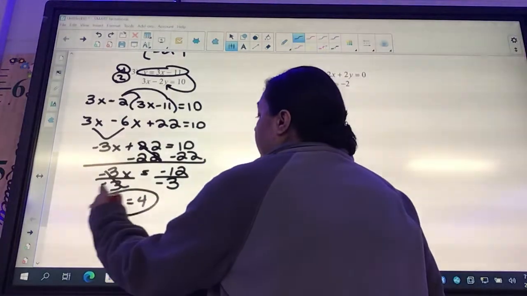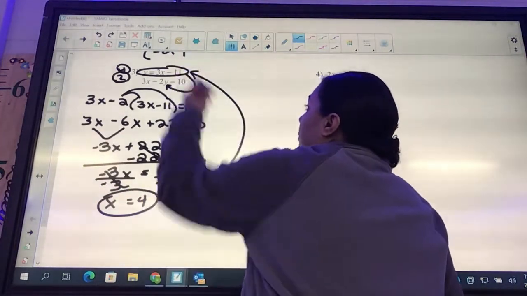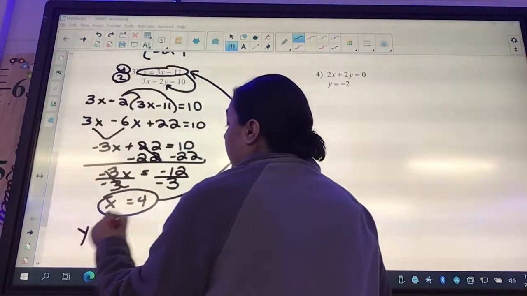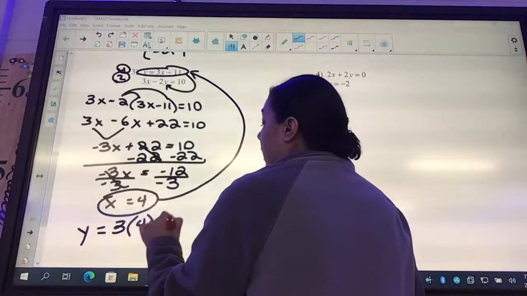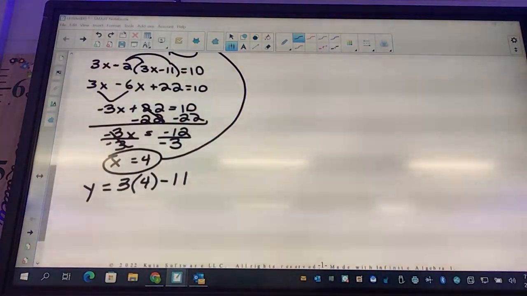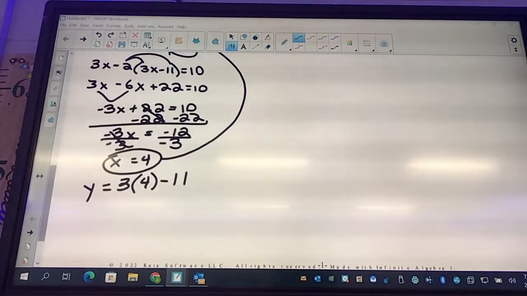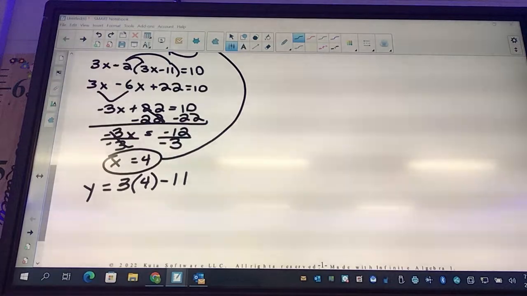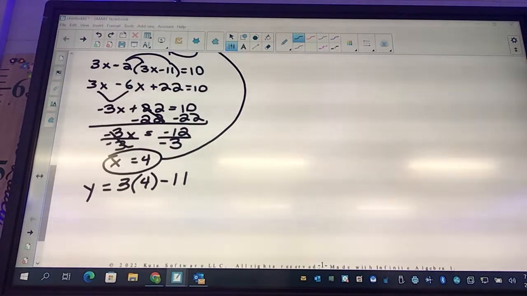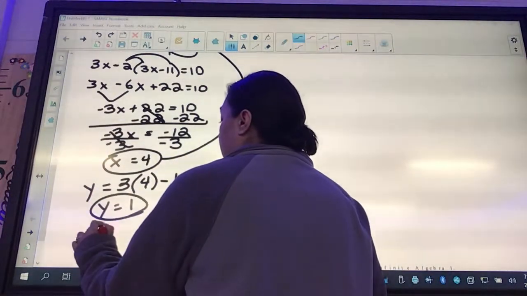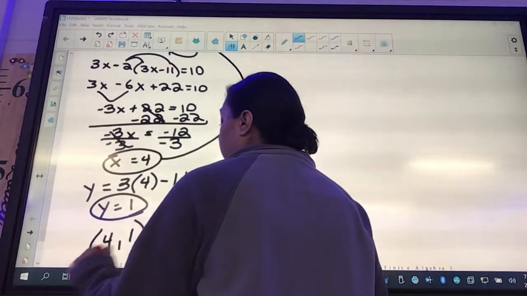Okay, we circle this and we can plug it in up here to our circled equation. So we get y equals 3 times 4 minus 11. And what do you get for that? y equals 1. So you're going to get 4 comma 1.